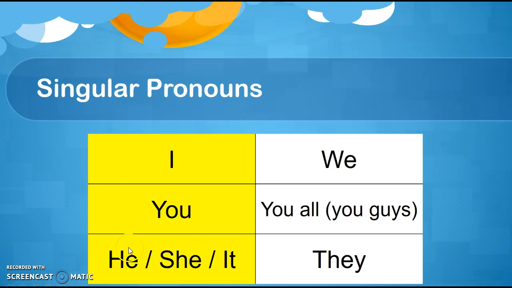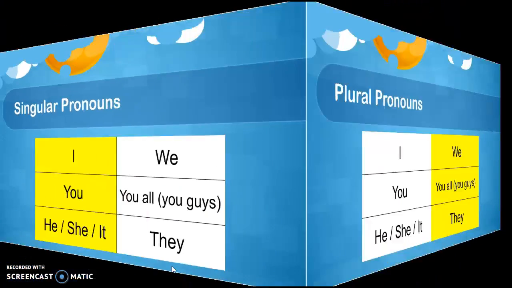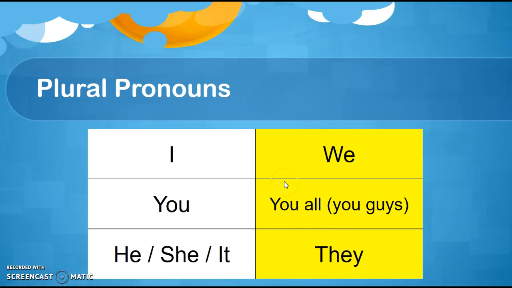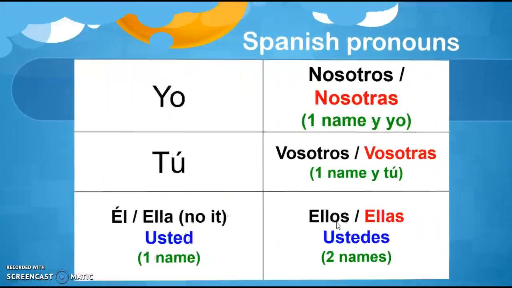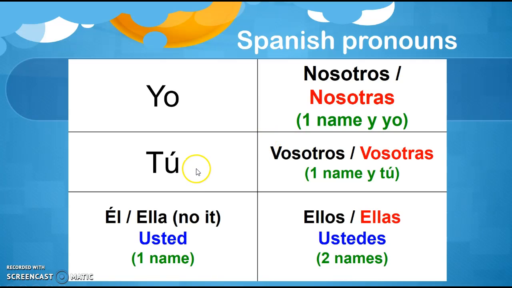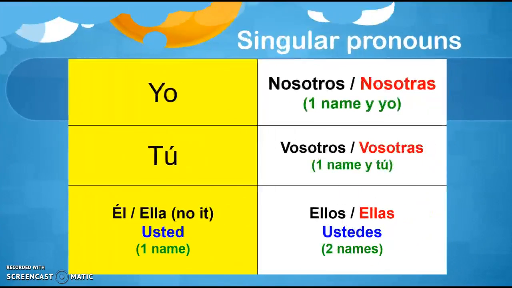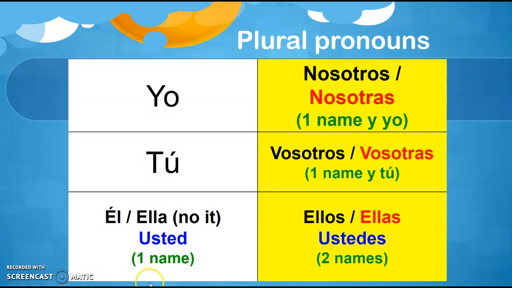Aquí pueden ver que aquí tenemos los pronombres singulares y aquí tenemos los pronombres plurales. Es igual en español. Yo, tú, él, usted, nosotros, vosotros, ellos, ellas, ustedes. Como en inglés tenemos los pronombres singulares, one person is being talked about, o tenemos los pronombres plurales, more than one person is being discussed.